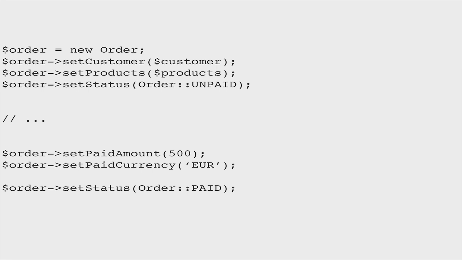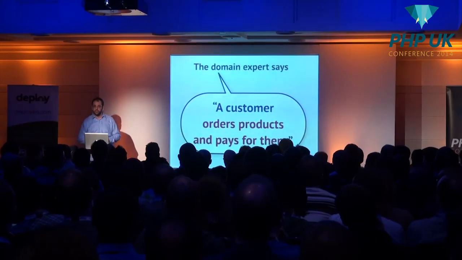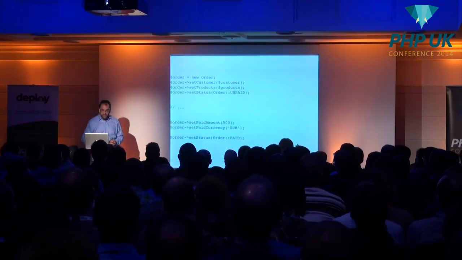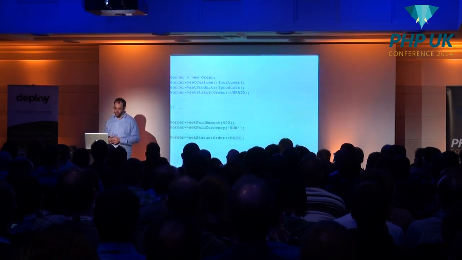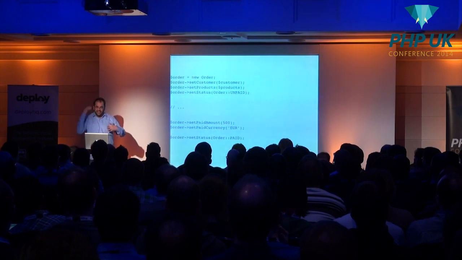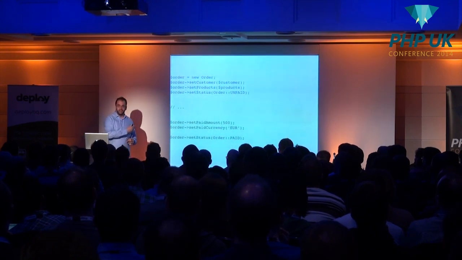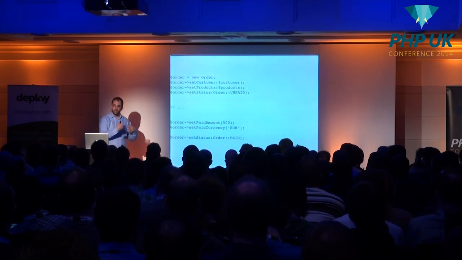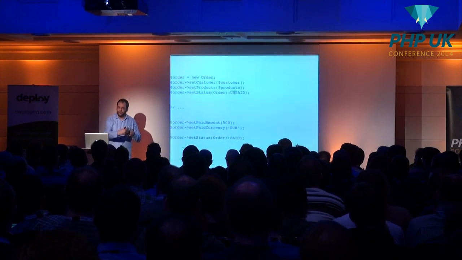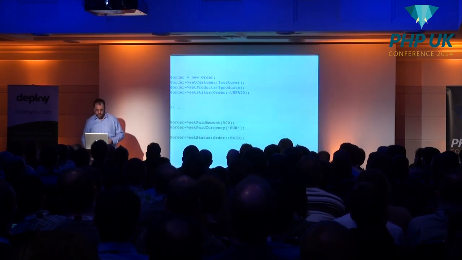If you actually read this to your domain expert, your domain expert says, yeah, a customer orders products and pays for them, and we say, oh, you mean that we have to set customer on order object and set products on. They don't understand. What we want is to get closer to the actual domain language and try to make our code almost readable for our domain experts.